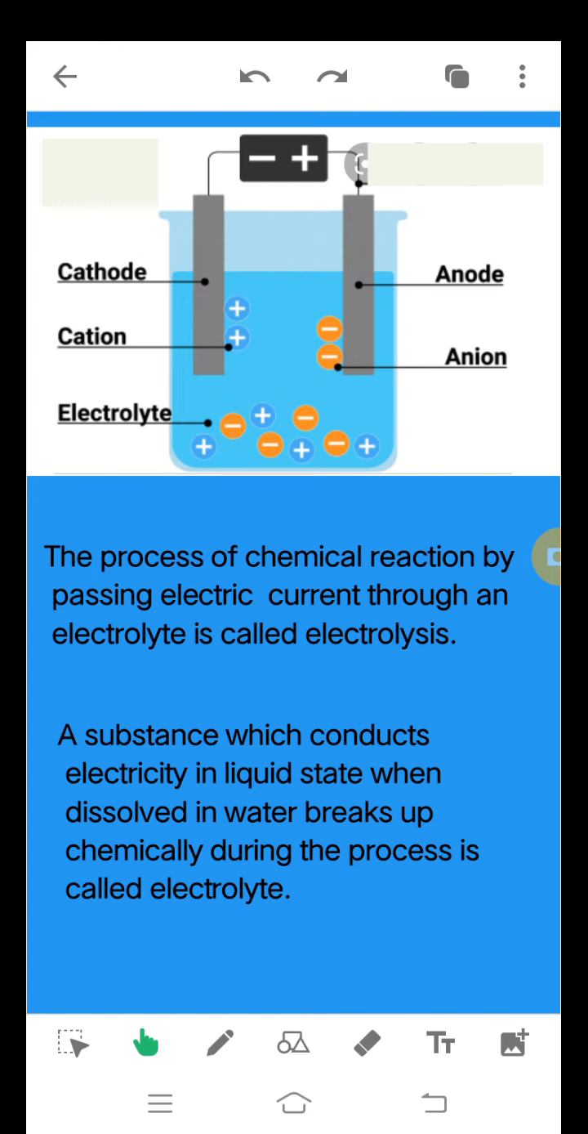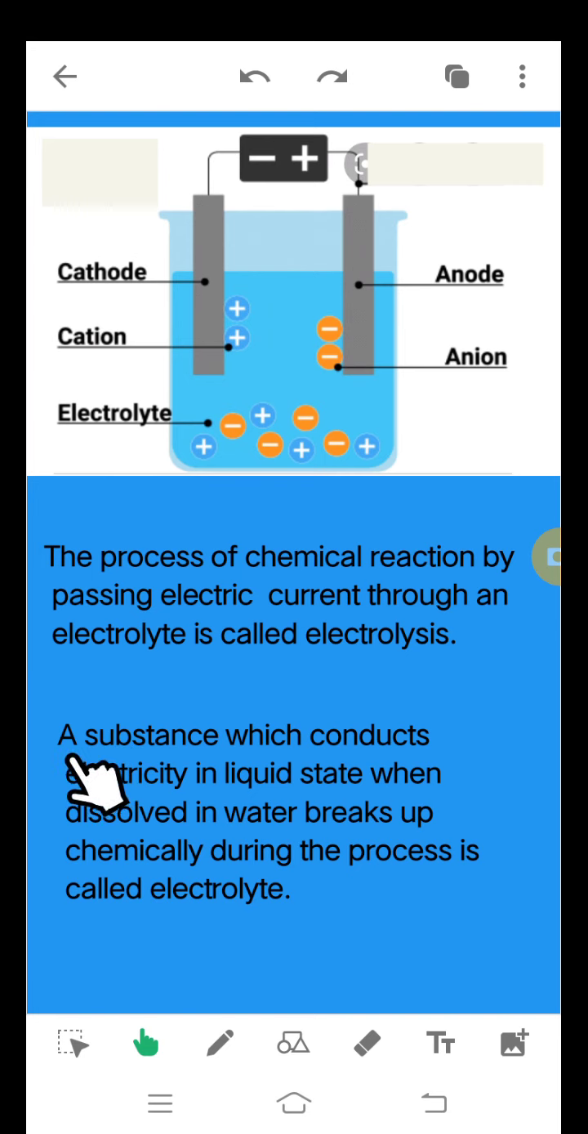So that means when electric current is allowed to pass through an electrolyte, the electrolyte dissociates, resulting into cations and anions, which move towards and collect near the opposite charged electrodes, which are cathode and anode. And this process is known as electrolysis. So we define electrolysis as the process of chemical reaction by passing electric current through an electrolyte.